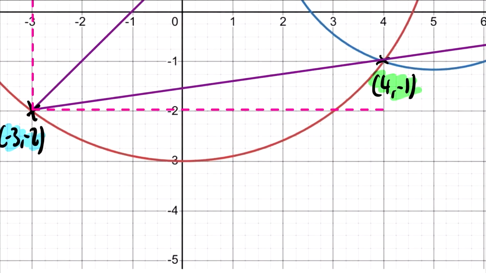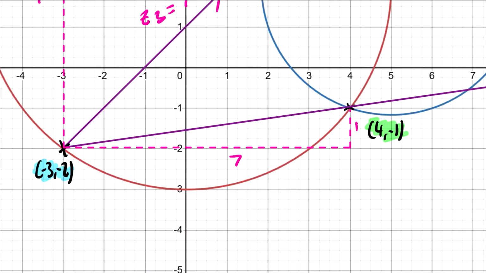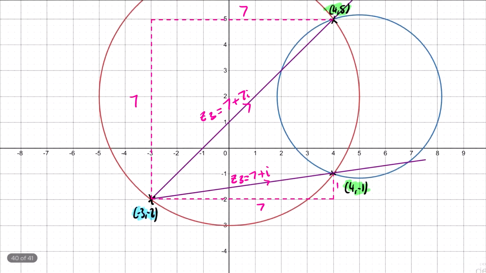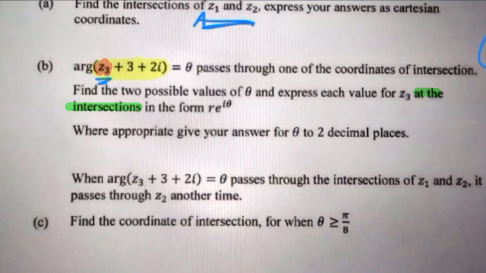The other way is we can go along 7 and we can go up 1. Now this vector here is 7 + i. That's our value of z3 there. So now we have our two z3 values. What we want is we want to express it in this form here, r e^(i theta). So we need to find the modulus and the arguments.